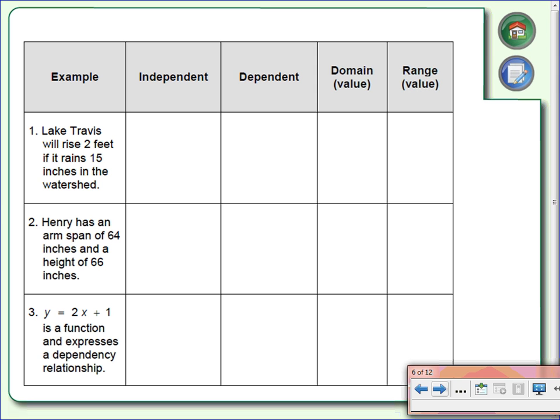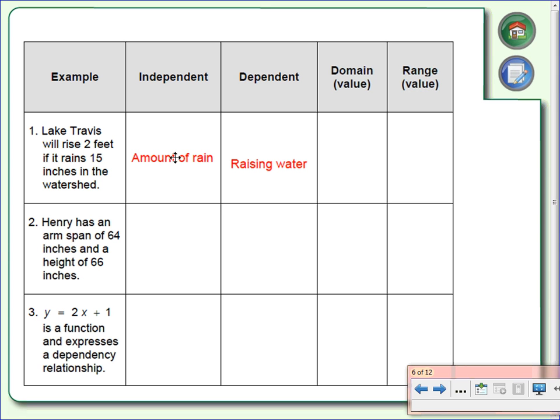So if we take a look at the first scenario we have, Lake Travis will rise 2 feet if it rains 15 inches. So our independent in this particular case is the amount of rain. I want you to write that down. The amount of rain. The dependent, on the other hand, is the rising water. In other words, how much the water rises is going to depend on how much it rains. So the rising water depends on the amount of rain.